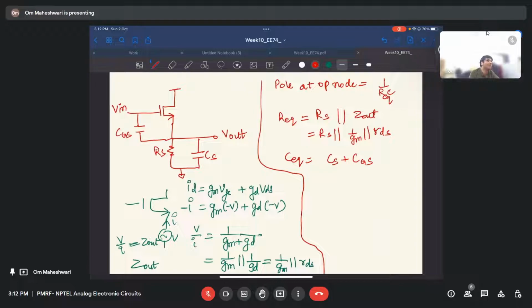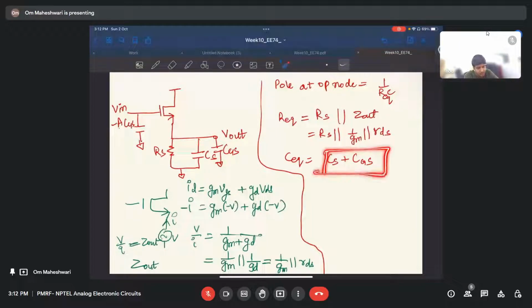Do you remember the Miller theorem that I talked about last time? If there is any capacitance connected between input and output node, it can be resolved in the input as minus A times CGS, and here it will be just CGS. So C equivalent is just the parallel of these two, and in capacitance parallels, you just add them, right? C equivalent is CS parallel with CGS, and if you solve it, it is just CS plus CGS.